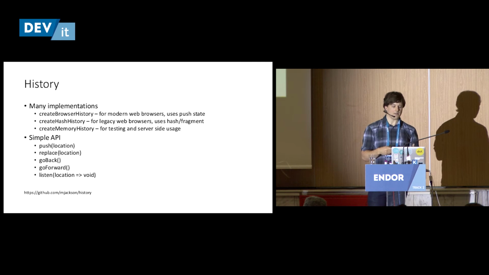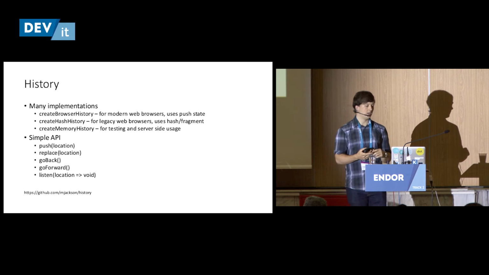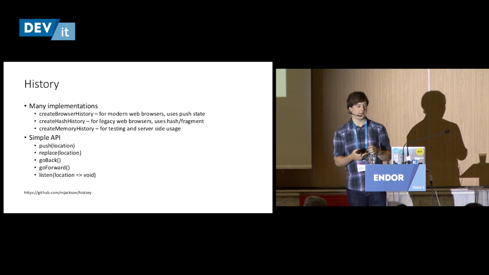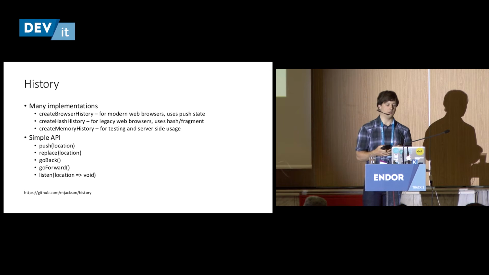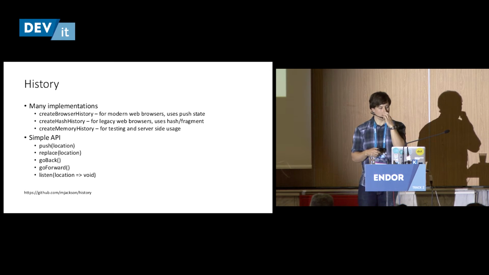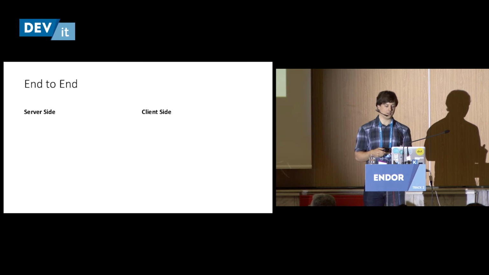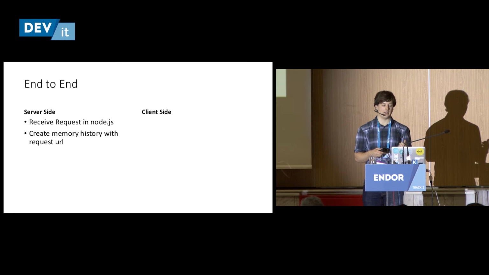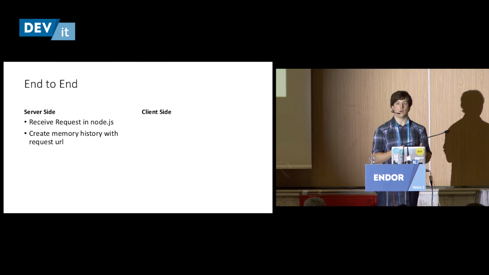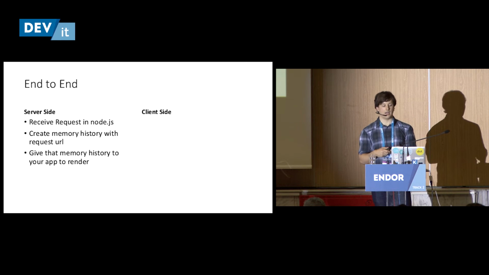And the API it provides allows you to push an update to the location, replace the current location, go back, go forwards, and listen for changes to the location. So all in all, that gives us the abstraction we need. On the server side, we're going to receive a request in Node.js, create a memory history with the request URL, and give that memory history to our application.